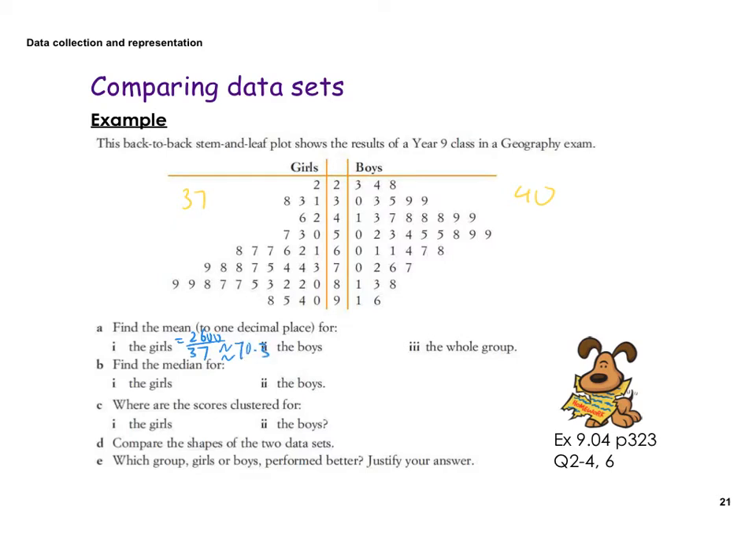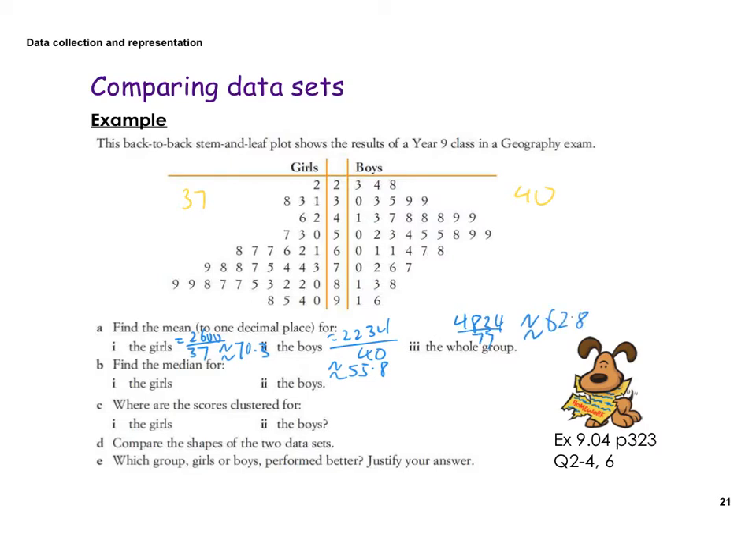Okay. Boys, the same thing, add them all up. I believe they add up to 2,234 over 40. And that is just under 56, we'll call it 55.8. And then average for the whole group, you would add both of these and add both of these as well. So that would be 4,834 over 77, which is approximately 62.8.